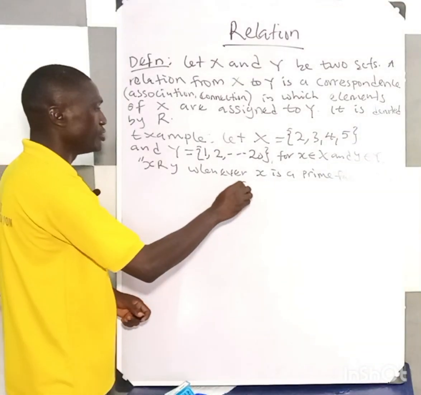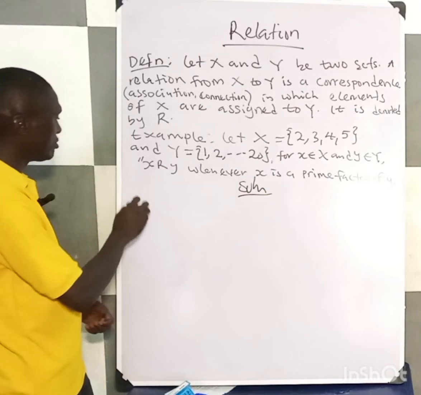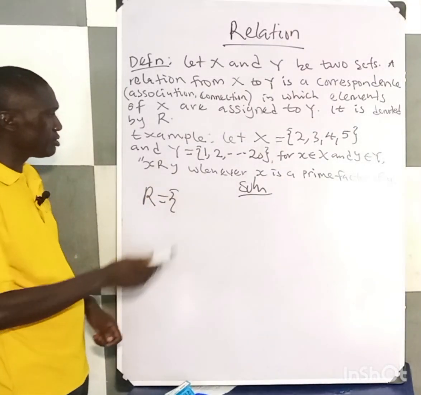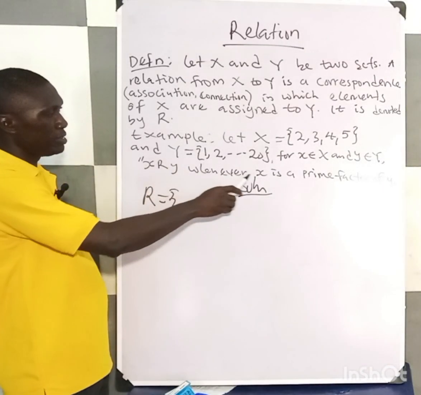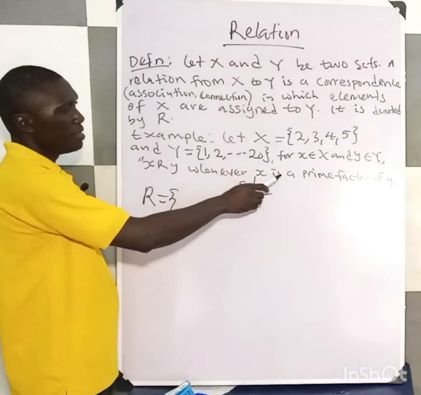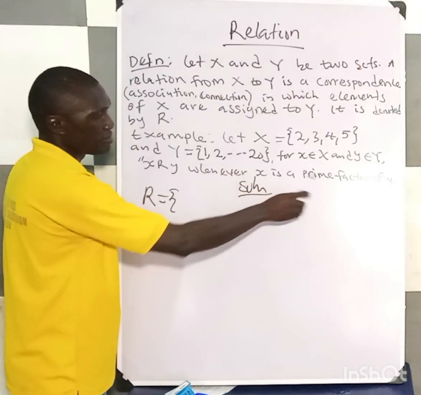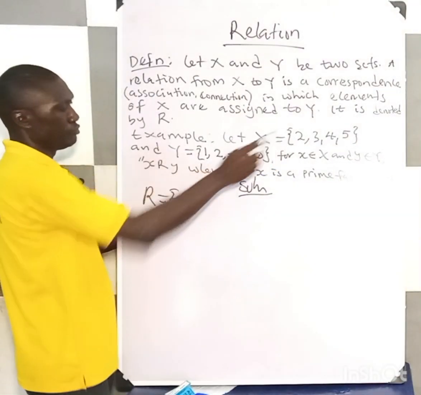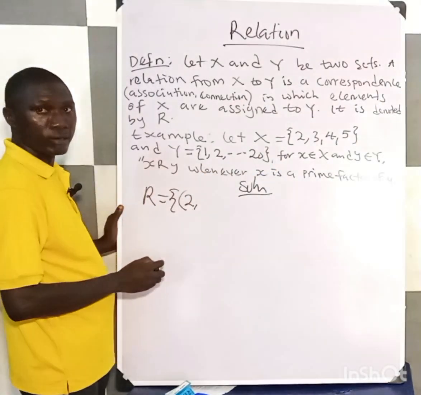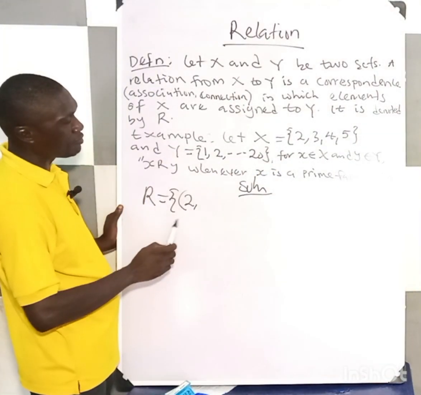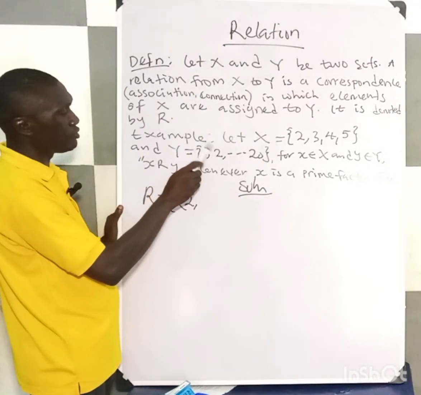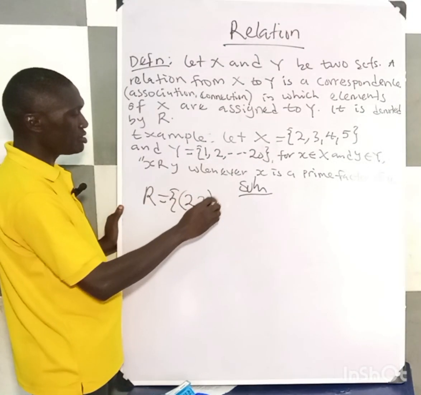All right, solution. Let's see how we can write that relation out. It's a set. Look at it: x is related to y whenever x is a prime factor of y. Let's look at the first element of x, 2. Then consider the first prime factor of y. Of course, 1 is not a prime number, so 2. So that is the first pair.